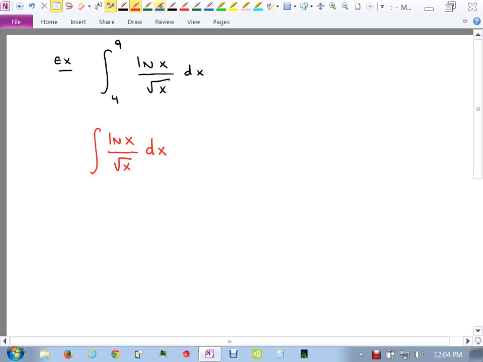I need to pick a u and a du, or a dv. Well, after I look at it and realize I can't do a basic substitution, right? Any ideas for u? ln x? Then that forces your dv to be what? dv needs to be 1 over the square root of x dx. Everyone agree with that choice? I mean, does everyone agree that we could make that choice? All right.